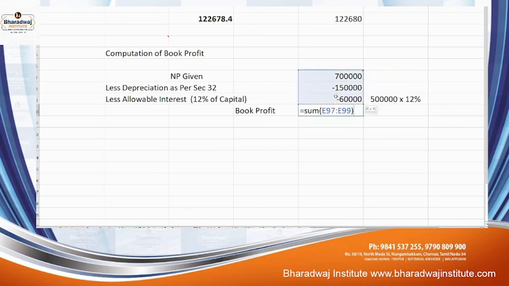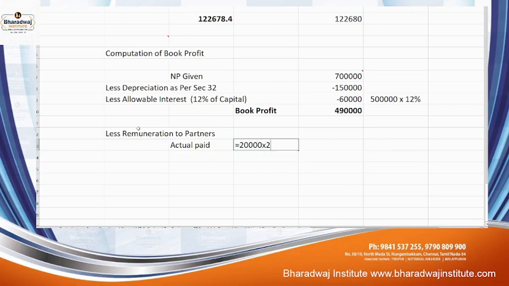This is one of the most repeated sums from the examination point of view. You may get the same question for your exam also, but of course, different numbers are kept. Less remuneration to partners. What is actually paid? 20,000 into 2 partners into 12. 4,80,000 is actually paid.